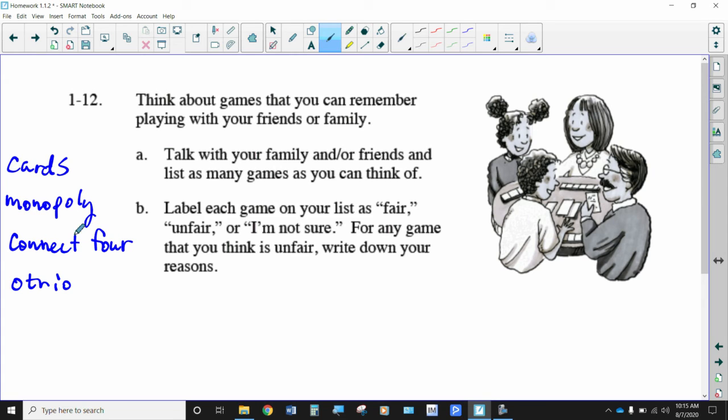Whether or not you understand strategy for Connect 4, there's only red and black pieces, and everyone gets a chance to go at their own turn. So there's no reason why that would be unfair. And Otrio is just like tic-tac-toe. Generally, the first person who goes in tic-tac-toe has an advantage, but if you know how to stymie the other person, then you can always get a cat game. So all of them are fair games as long as you understand strategy.